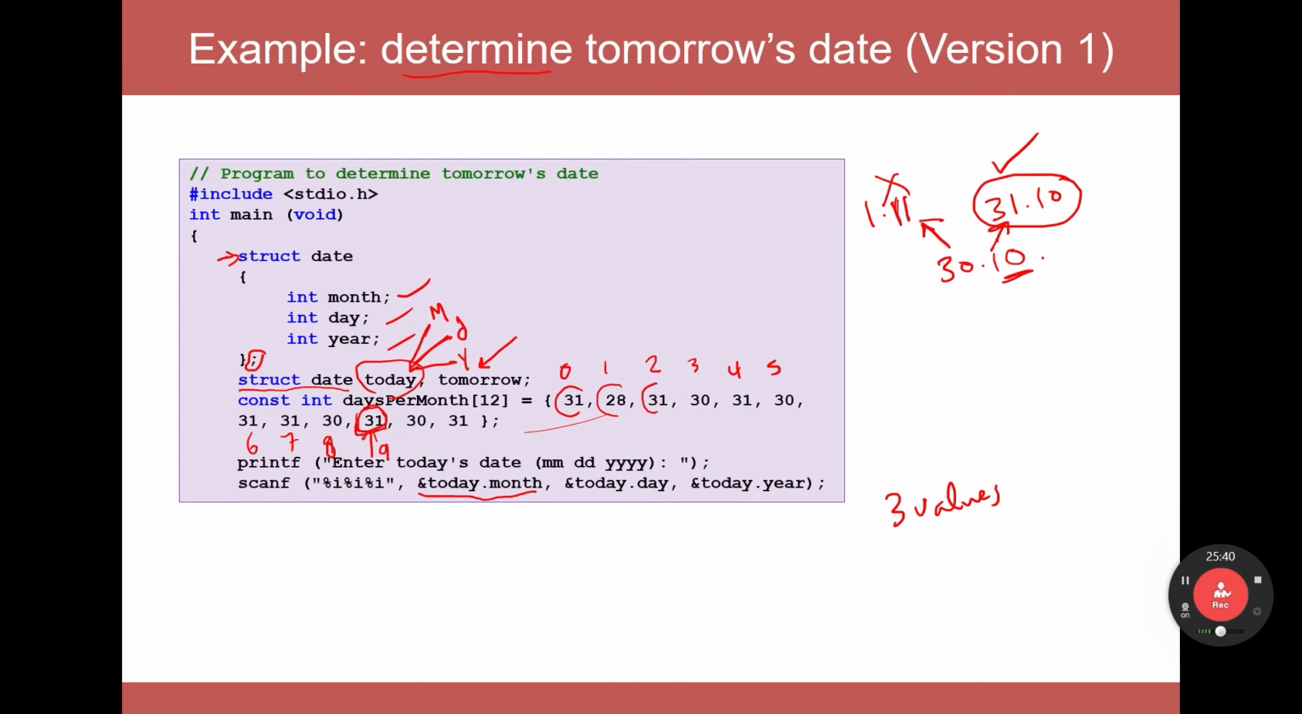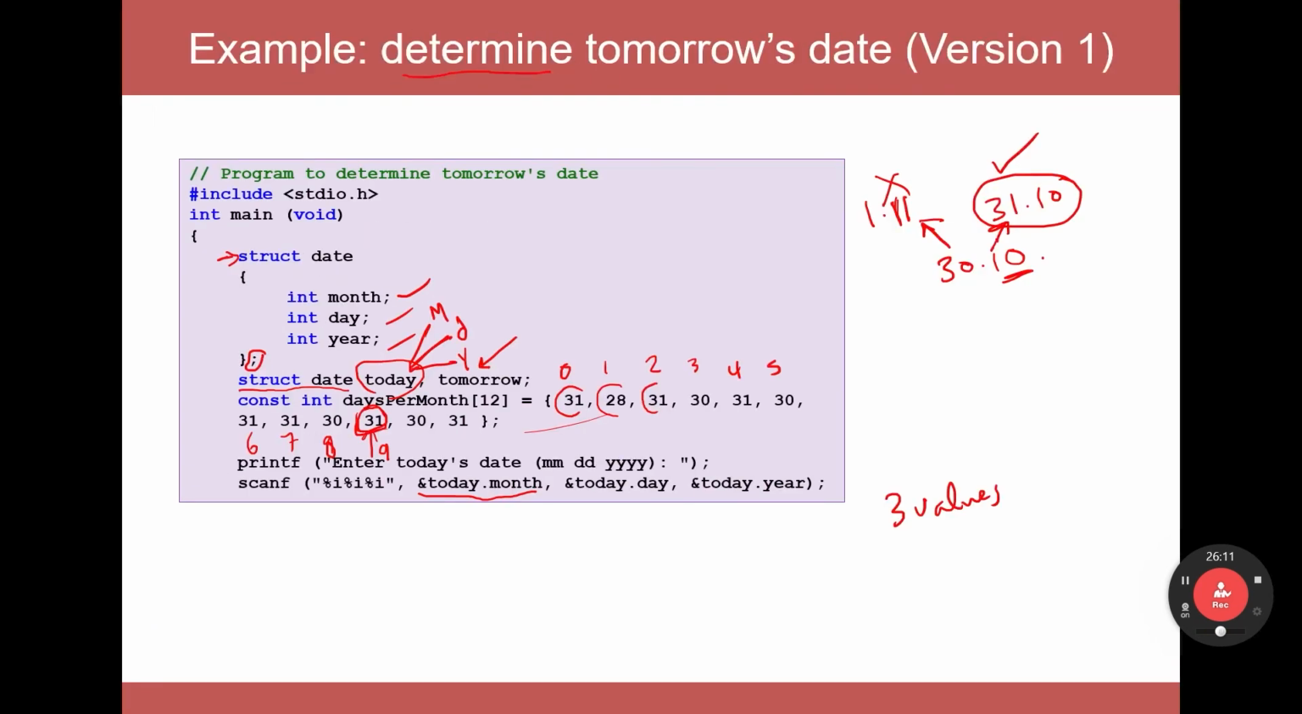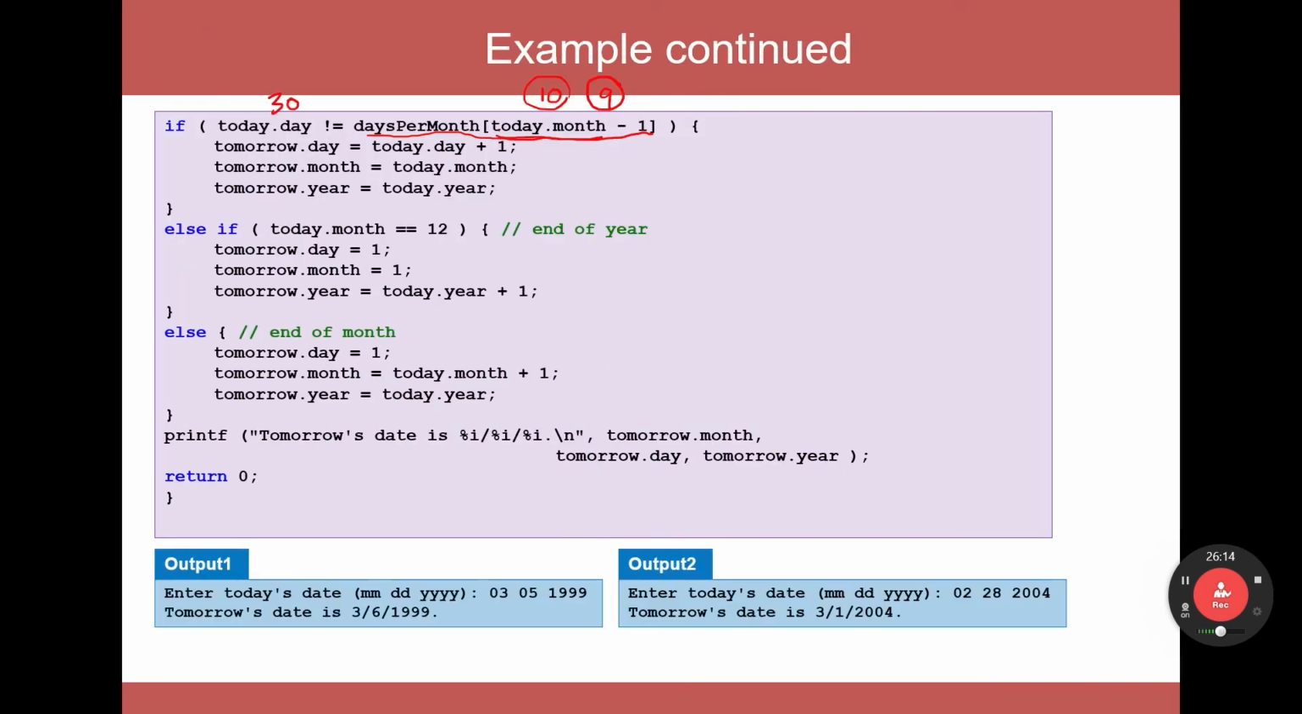So I'm asking here, if the day you inserted from the keyboard, imagine I inserted 30, okay? Is it not equal to 31? Because this one will give me 31. Why will this one give me 31? Because I inserted from the keyboard month, today month is 10, that means element number 9. Element number 9 is 31. 31 is not equal to 30. That means this is true.